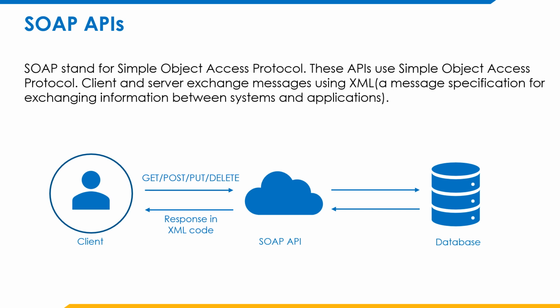Simple Object Access Protocol is a message specification for exchanging information between systems and applications. When it comes to application programming interfaces, SOAP is developed in a more structured and formalized way. SOAP has strict rules and rigid messaging standards that can make it more secure than protocols such as REST. These types of APIs are frequently used in enterprise applications, particularly for payment processing and customer management, as they are highly secure in nature.